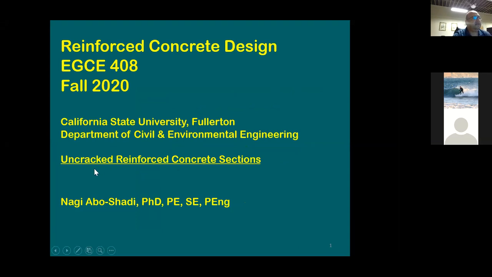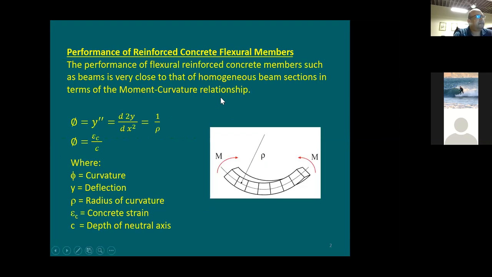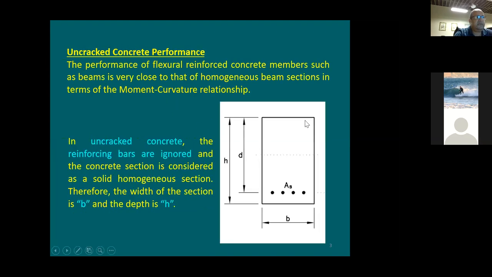Okay, like what it says here, uncracked reinforced concrete sections. You guys know that concrete cracks. And you cannot stop it from cracking. You can control the amount of cracks. You'd like to minimize it. But you cannot stop it because concrete has cement, cement shrinks, and once shrinkage happens, you're gonna see some cracks in there. I'm gonna skip this slide for a second. Just gonna be starting with this one.